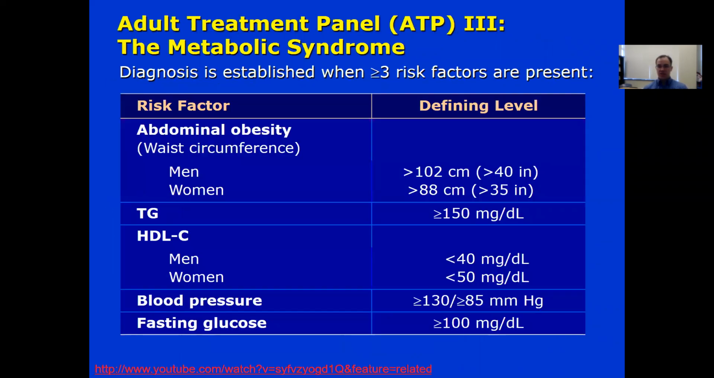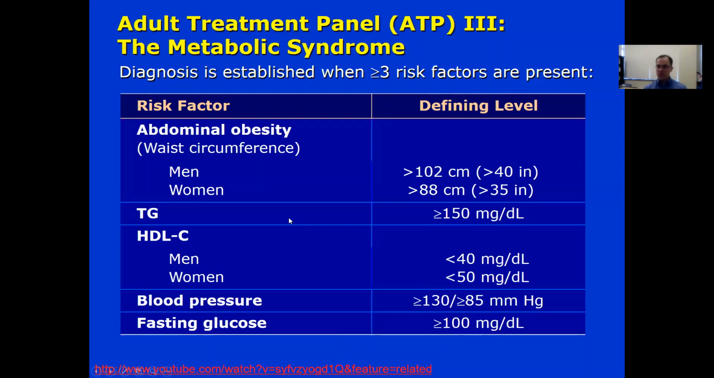Here are the characteristics of the metabolic syndrome. You need to have 3 of the following 5 risk factors to be considered to have the metabolic syndrome. Abdominal obesity: in men greater than 40 inches, women greater than 35 inches. Triglycerides that are equal to or above 150. HDLs that are less than 40 in men and less than 50 in women. Blood pressure greater than or equal to 130 over 85, and fasting glucose greater than or equal to 100 milligrams per deciliter.